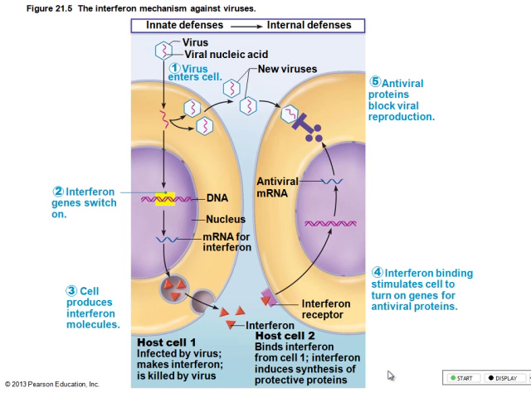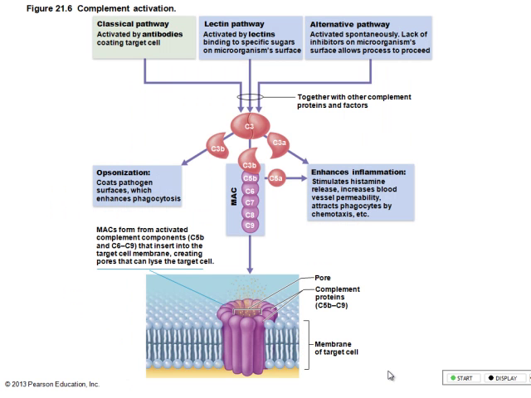The other group of chemicals that are very important to help protect us is something called complement. Complement is normally a whole bunch of little proteins that are floating around free in liquid form in the blood plasma. And several different things can activate complement.